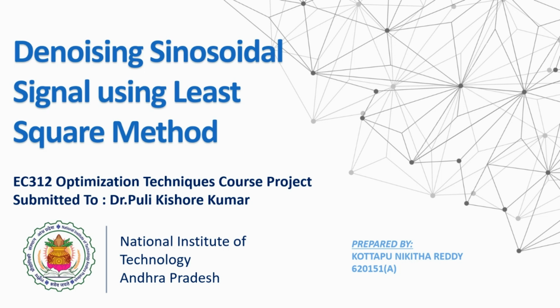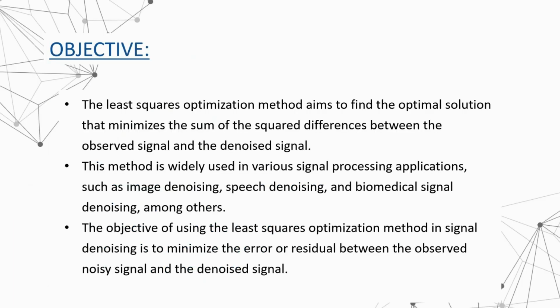I'm excited to share with you my course project on denoising sinusoidal signal using the least square method in Python. In this project, I worked on removing noise from sinusoidal signal to enhance their quality and make them easier to analyze. The least square method is a powerful technique that helps to estimate the original signal by minimizing the difference between the observed noisy signal and the model prediction.